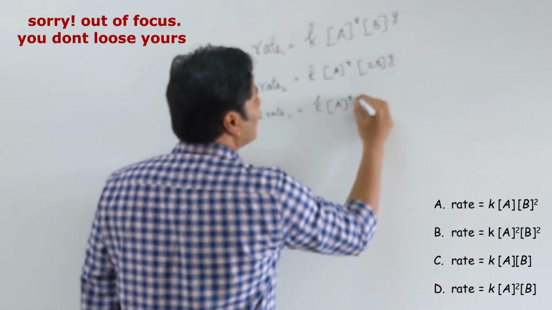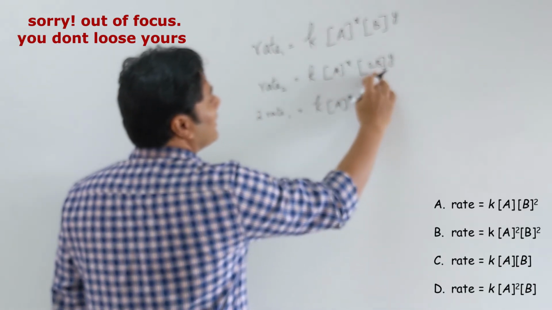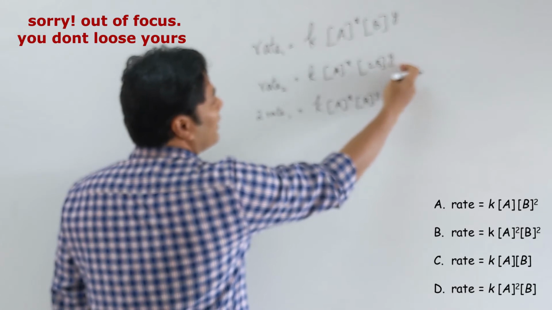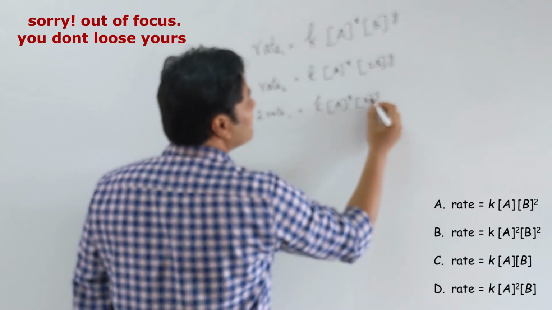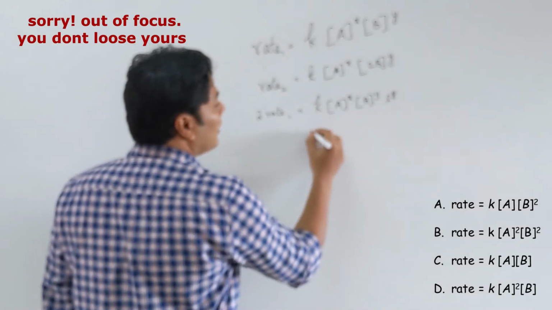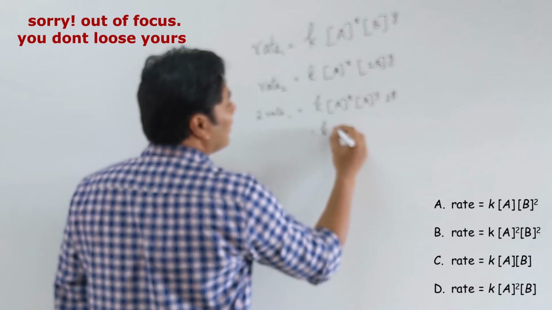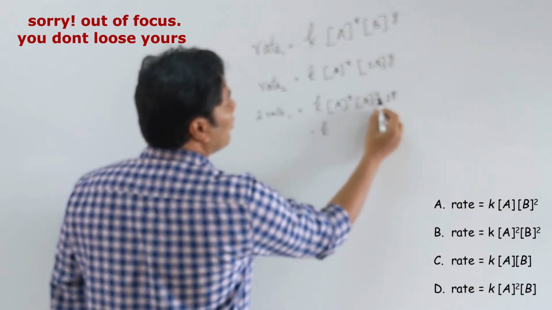So I am going to make it 2B to the power y. It will be 2 power y times B power y. Right. Now this is nothing but k a to the power x b to the power y.